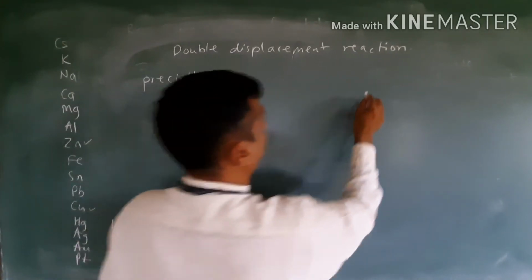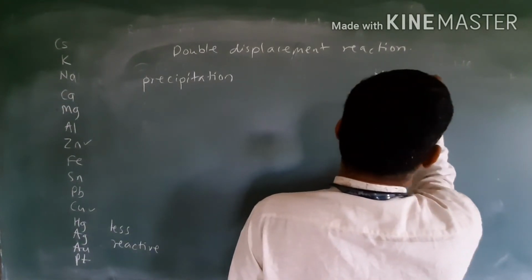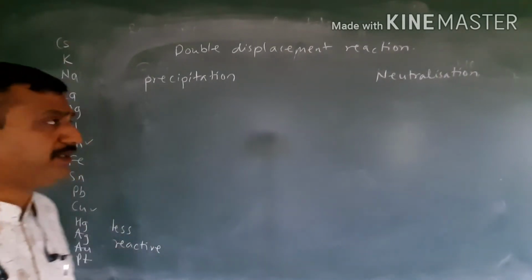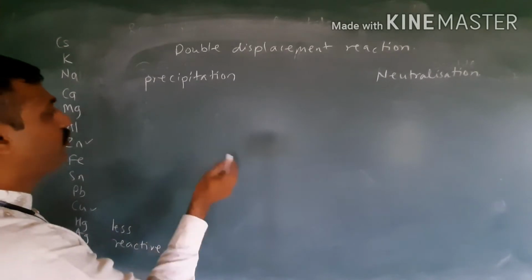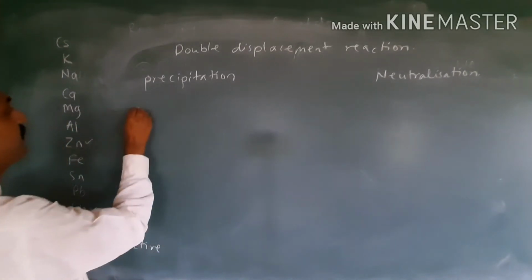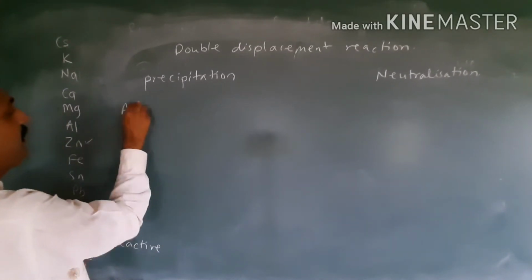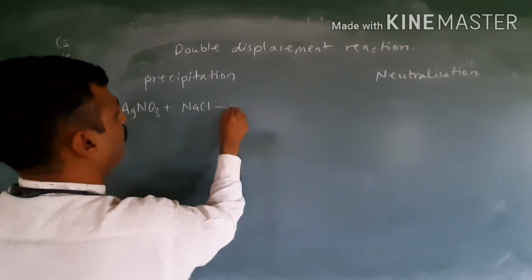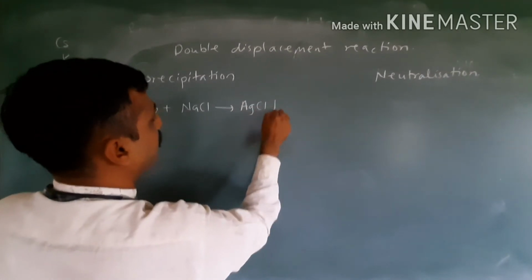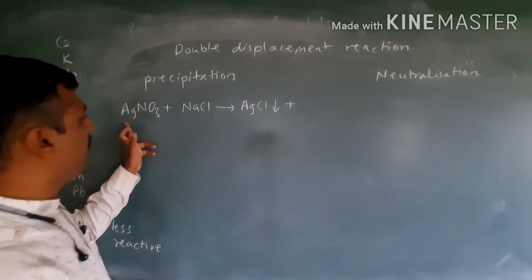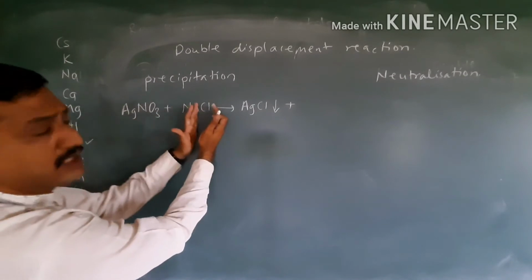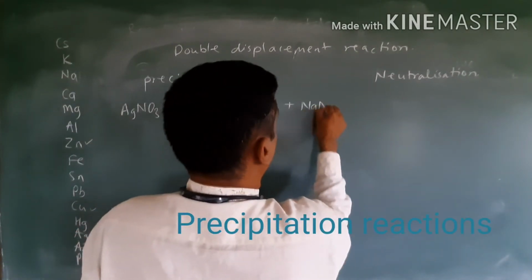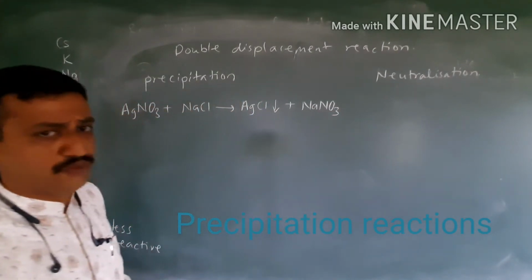Okay, and another one is neutralization. So in case of precipitation reaction, what happens? Two substances react together. For example, aqueous silver nitrate, when it reacts with sodium chloride solution, there is a formation of silver chloride as a precipitate. AgCl, the positive part of one substance and the negative part of the other substance, AgCl and NaNO3. So these substances will get formed.